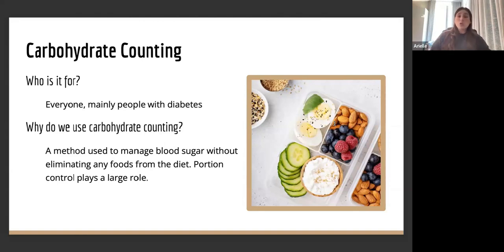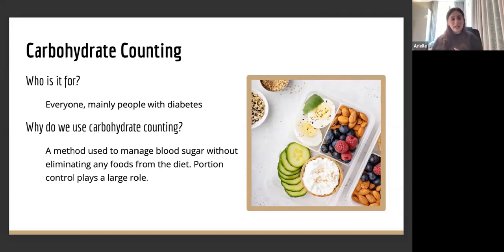So who is it for? It really can be used for everyone, but mainly for people with diabetes. The reason I say it can be used for everyone is that there's a lot of research that supports that normalizing and stabilizing our blood sugars can help tremendously with weight loss and with weight management in general. So it's become adapted as almost a diet, or not even a diet, just a sustainable lifestyle as it pertains to nutrition and health.